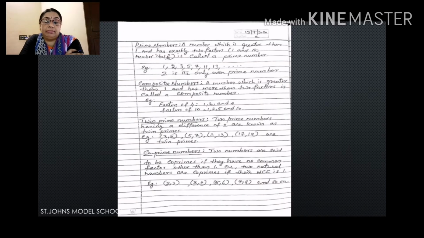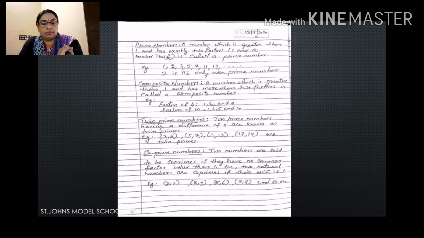Next is a prime number: a number which is greater than 1 and has exactly 2 factors, that is, 1 and the number itself. Suppose 3: 1 and 3 are the factors of 3 only. 5 has factors 1 and 5 only, and 11 has factors 1 and 11 only. So these numbers are called prime numbers.